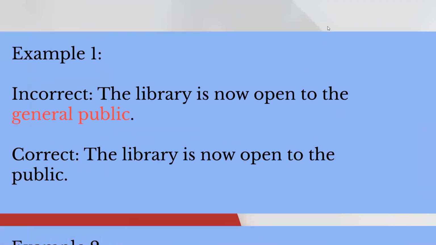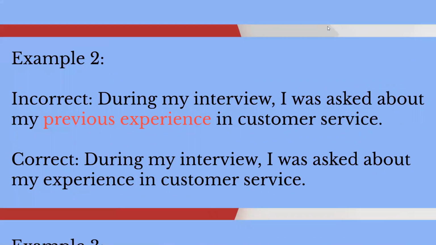Example 1 under the incorrect example reads, "The library is now open to the general public." Well, when we think about public, we think about people in general. So we really don't need to say general public, as that will be a redundancy. So the correct and revised example will now read, "The library is now open to the public." One complete, concise idea there. Example 2 under the incorrect reads, "During my interview, I was asked about my previous experience in customer service." Well, we know that the interviewee's experience in customer service would be that of previous experience, so we don't need to say that, that would be redundant. So the correct and revised example reads, "During my interview, I was asked about my experience in customer service."